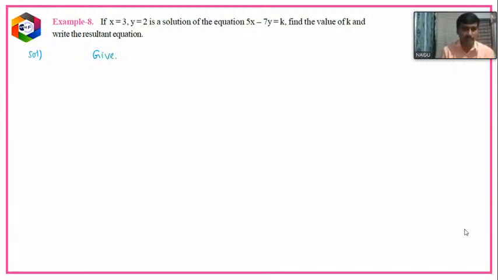First let us write down the given equation. What is the given equation? This is 5x minus 7y equals k. Now, to this equation, a solution is already given. What is actually the solution? x equals 3 and y equals 2 is the solution of the above equation.